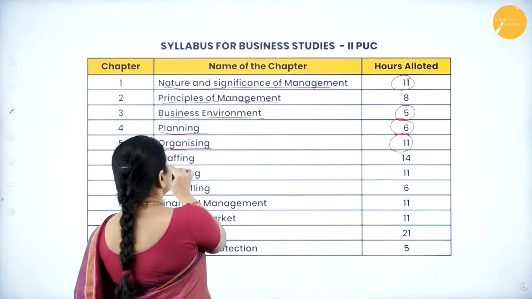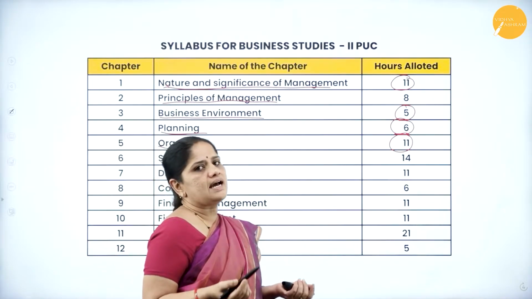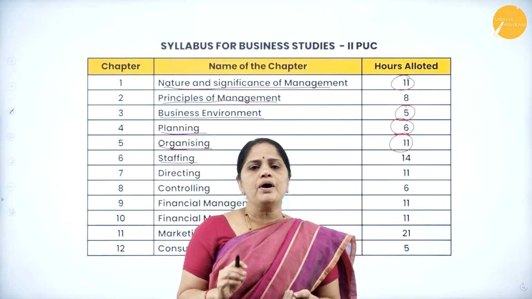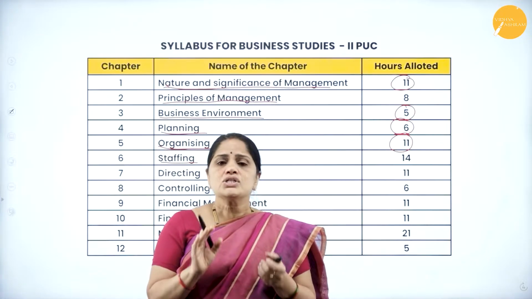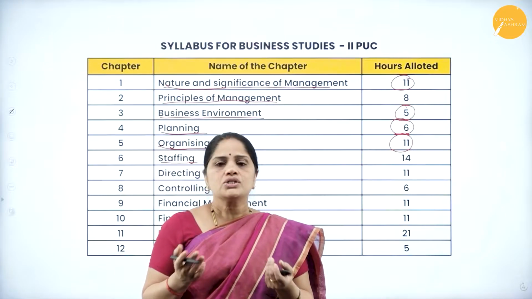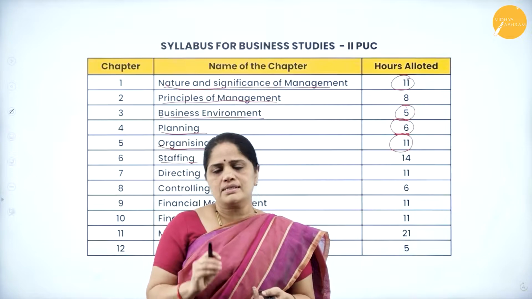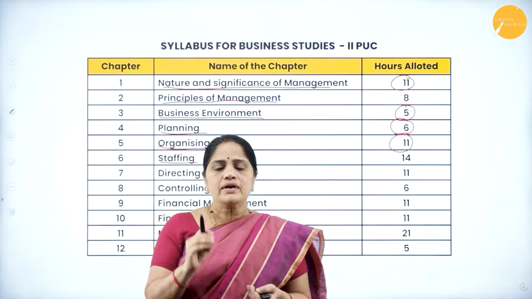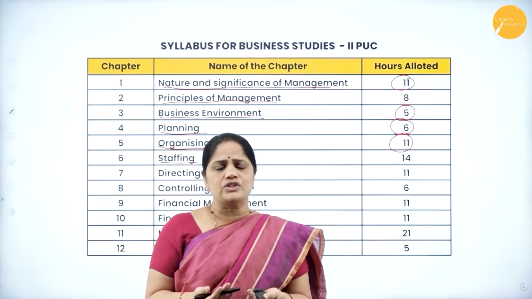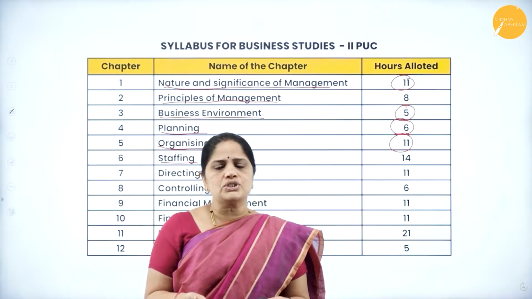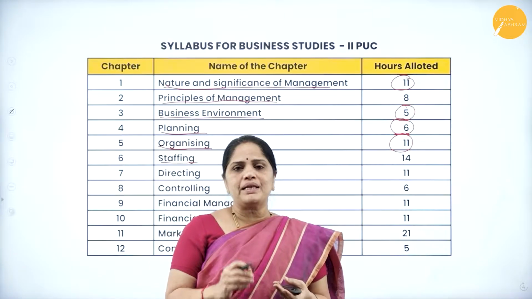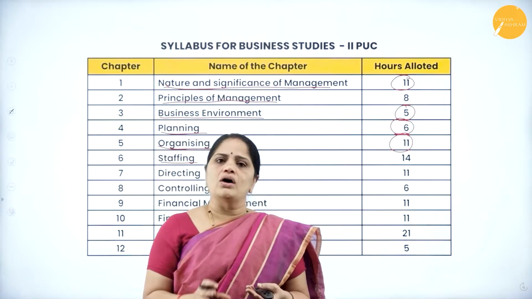Then next, and the foremost important, is staffing. We all know that staffing is the most important function of management. No business can survive without human resource. Human resource is the most important resource of any business. If you have jobs and there is nobody to do the job, who will do the business? So, we need to have people to run the organization.